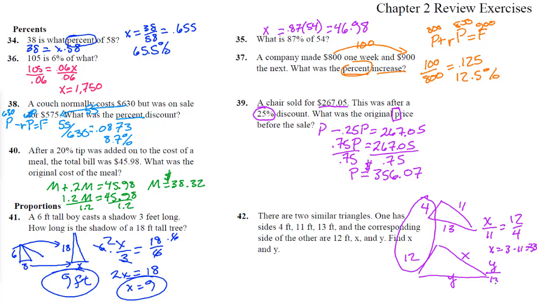And y. Y is to 13 as 12 is to 4. That gives us 3 times 13 on both sides, times by 13, and we get 39. So x is 33, and we're in feet, and y is 39, and we're in feet. Good.